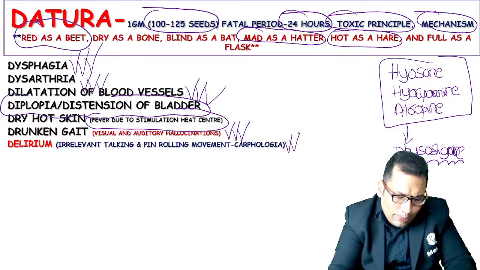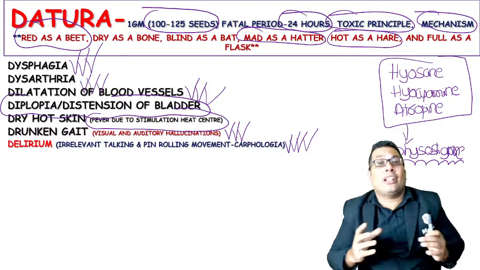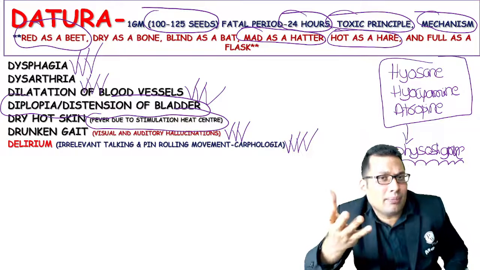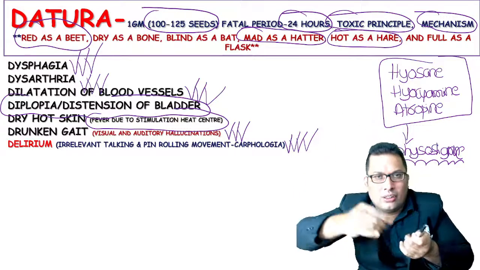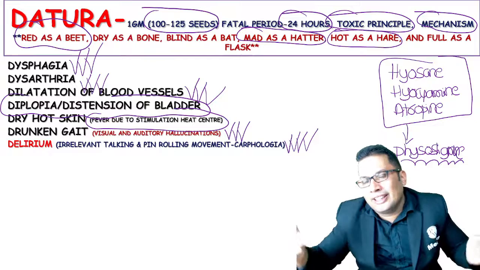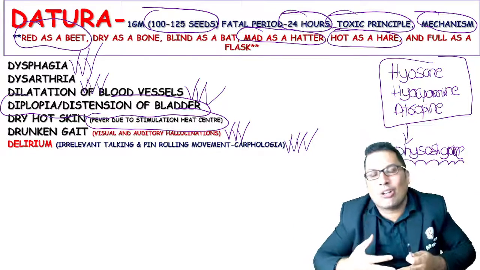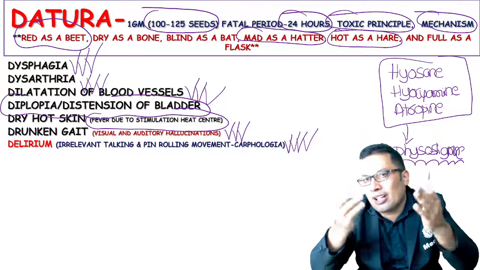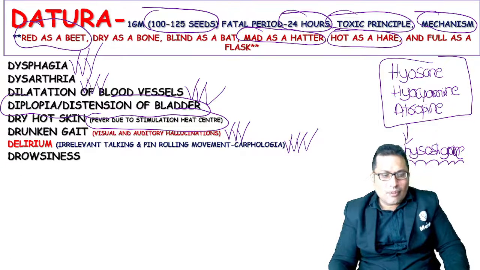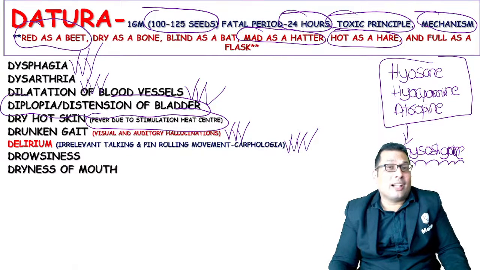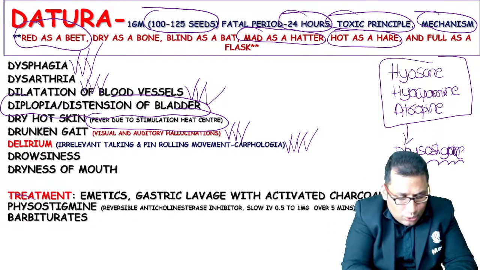Delirium. The patient will have irrelevant talking, known as muttering delirium. Our patient will be doing like this, pulling imaginary threads from the fingers. That is known as carpologia. The question can be asked: carpologia is seen in case of datura poisoning. Drowsiness. There can be dryness of the mouth. What is the treatment? Treatment is physostigmine.